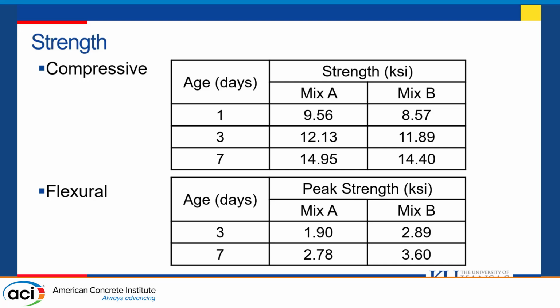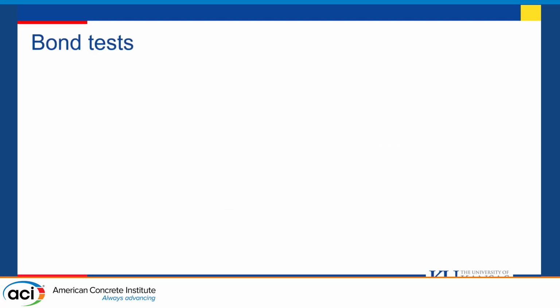I am focusing more on 7 days because we achieved 14 KSI strength at 7 days, and all our splice tests, which I will discuss later, were performed at that age. And mix B achieving higher flexural strength is more likely because it has a better distributed fiber distribution compared to mix A. Therefore, we selected mix B for further evaluation in our beam splice test.